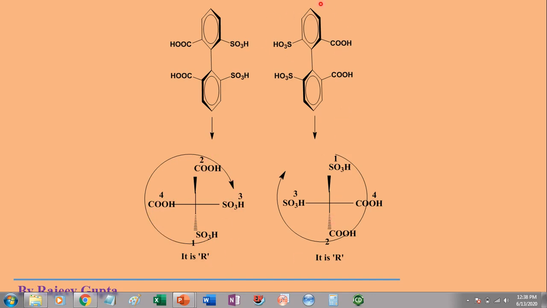Now put this planar portion like this: sulfonic acid, carboxylic acid, wedge, dash. On wedge, sulfonic acid is present, put it here on wedge. On dash, carboxylic acid is present, put it here on dash. Now move 1 to 2 and 2 to 3, we will get the same result.